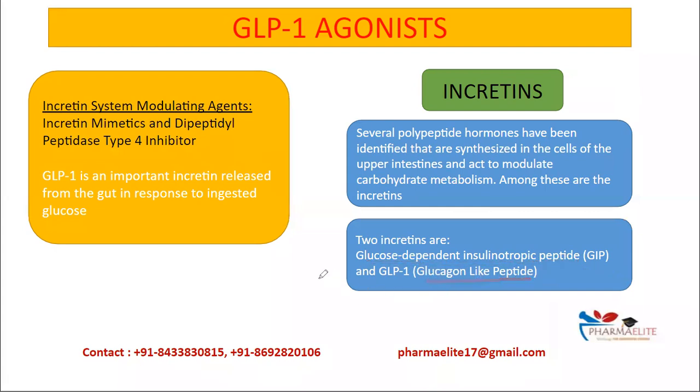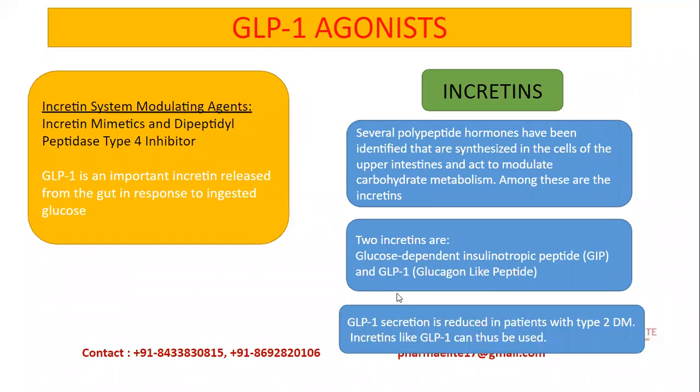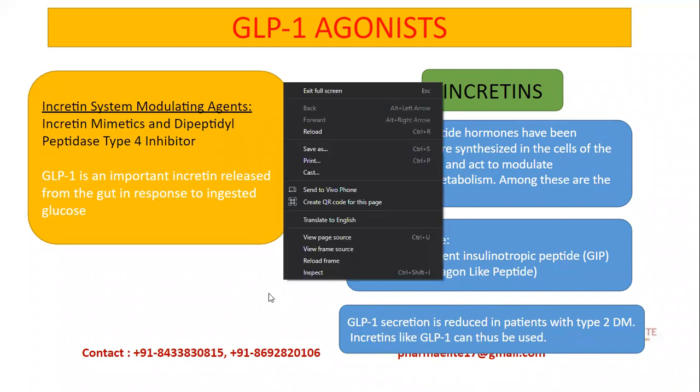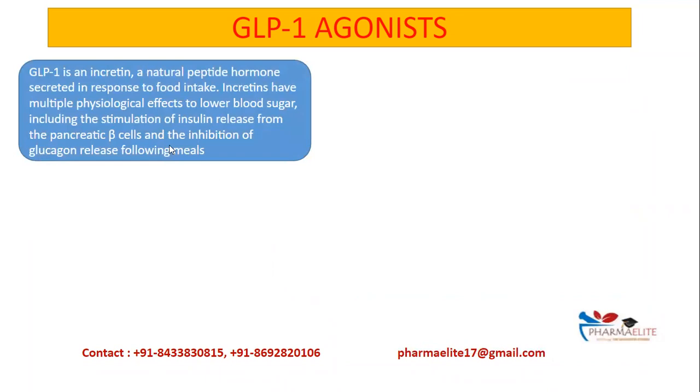GLP-1, which is glucagon like peptide 1, has reduced secretion in patients who suffer from type 2 diabetes mellitus. That's why in patients of type 2 diabetes mellitus, we give GLP-1 agonists, because in them GLP-1 secretion is reduced. GLP-1 is an incretin. It is a natural peptide hormone that is secreted in response to the food that we take.